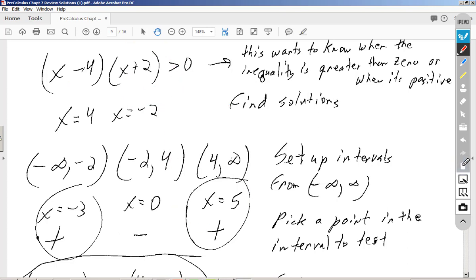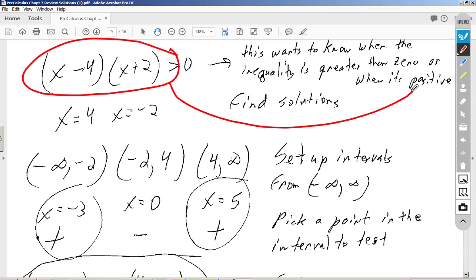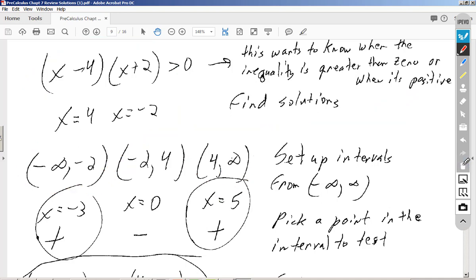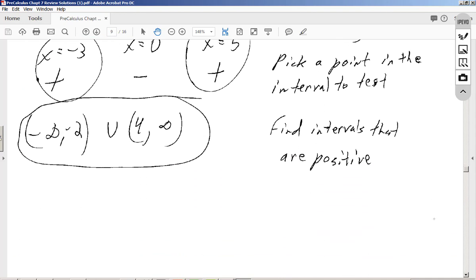Now that I know what each one of my intervals are, I'm going to go ahead and check again. This wants to know when this equation is greater than 0, so it wants to know when it's positive. So I notice it's positive here and here. So these would be my two answers. So negative infinity, negative 2, and 4 to infinity.